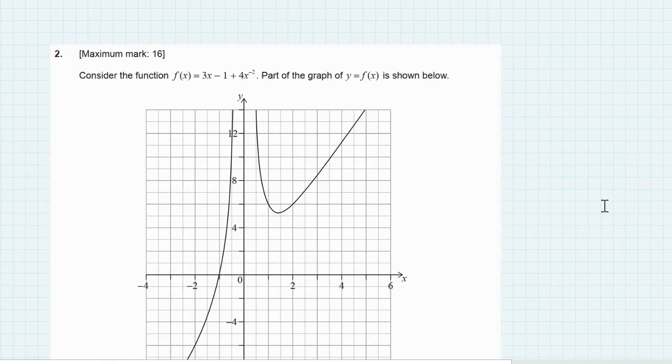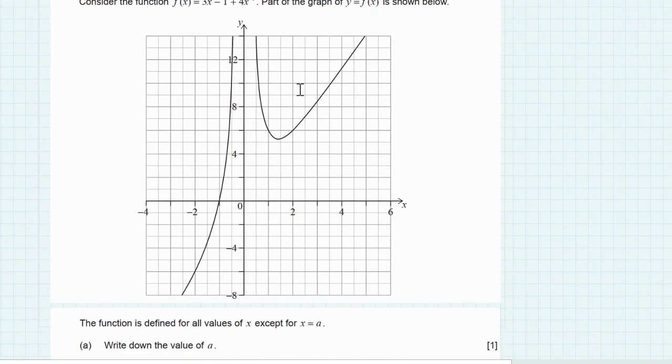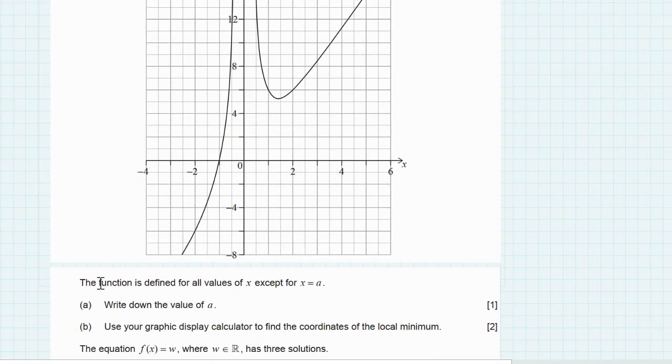Okay, for this question, we have a function given, which is f(x) equals 3x minus 1 plus 4x to the power of negative 2. It's clearly stated here. We have the window as well, so later when you input it to your calculator, you already have the window. The function is defined for all values except x equals a. We have to write down the value of a.